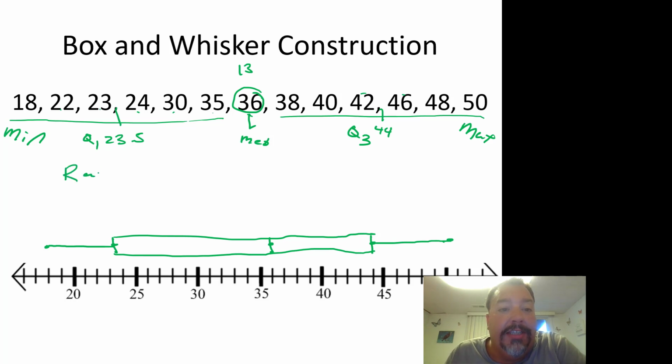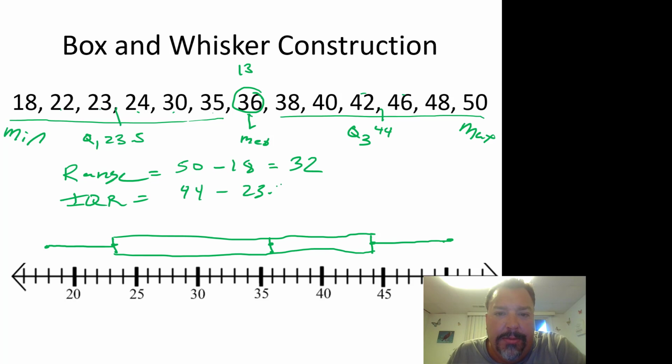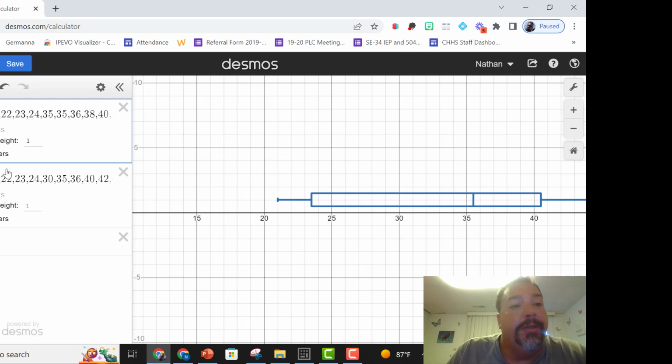The range, if I ask you the range of these numbers, the range is going to be the max minus the min. So in this case, it would be, what would it be, 32. And the IQR is going to be 44 minus 23.5, which is going to be 20.5.